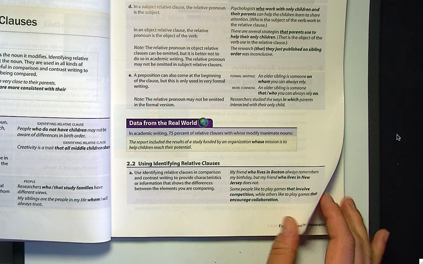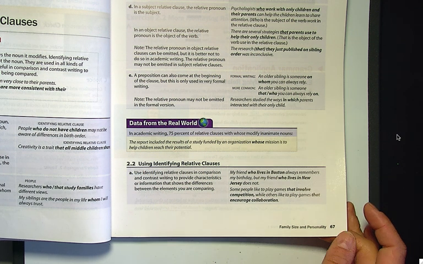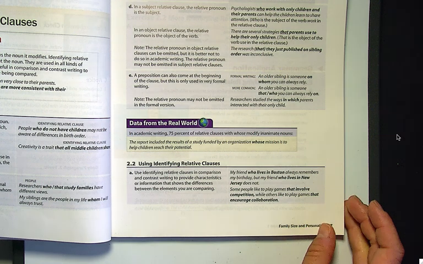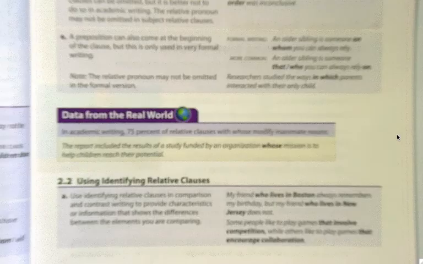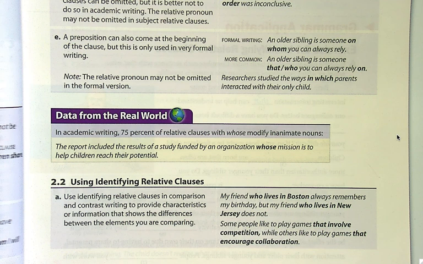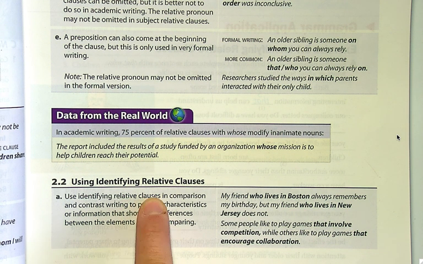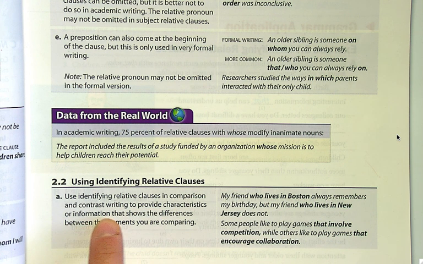It talks about the use, and we have been talking about this a lot lately, so we're not going to go too far into this, but quickly I'd like to take a look at their explanation. Use identifying relative clauses in comparison and contrast writing to provide characteristics or information that show the differences between the elements that you are comparing.